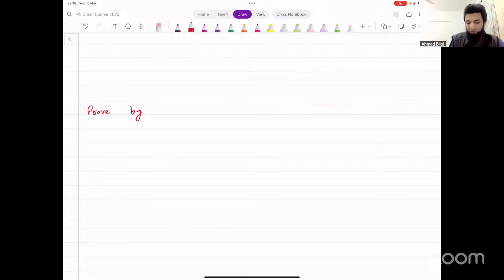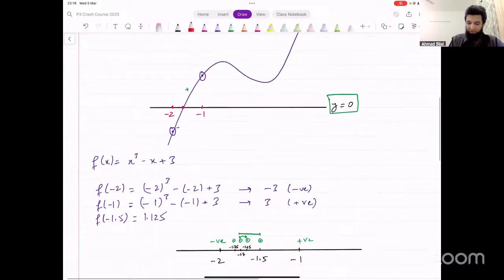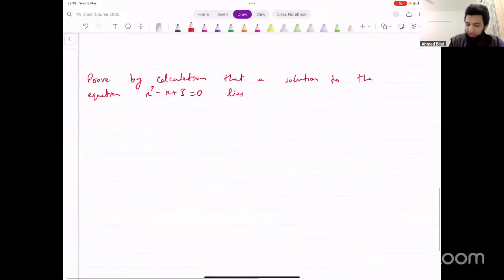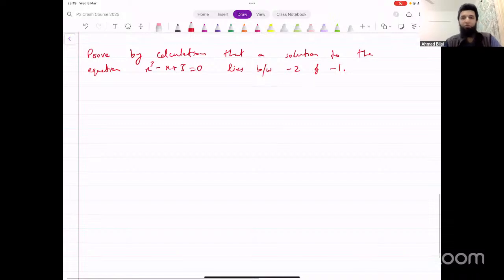So one thing that you would have to do would be, they would say, prove by calculation that a solution to the equation x cubed minus x plus 3 equal to 0 lies between -2 and -1. So they'll ask you to do something like this, that they will ask you to prove that the solution of an equation lies between 2 given values. That's one thing that you would have to do.